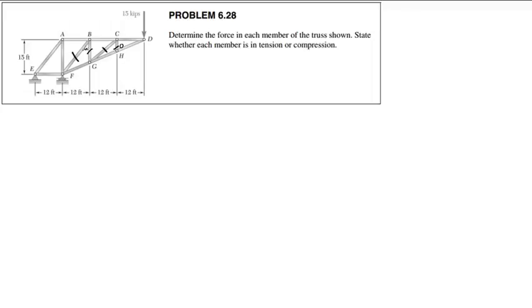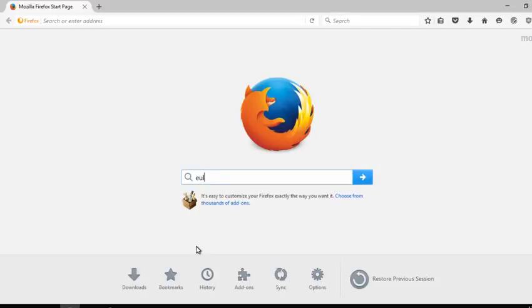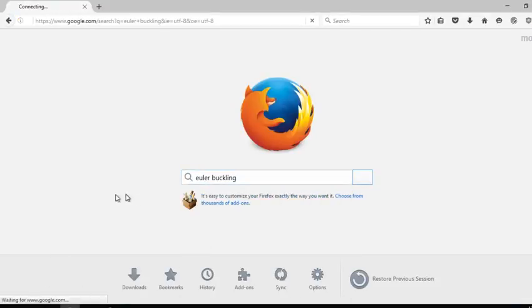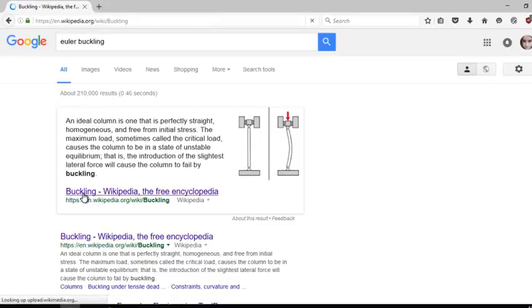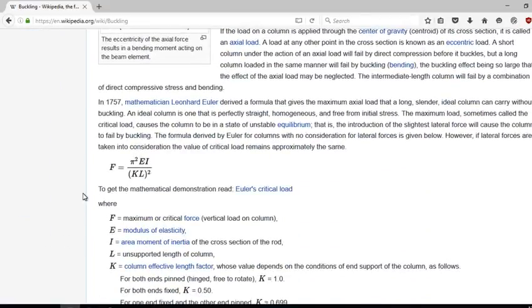By adding these members here, let's see, I'd have to think about the load. Actually, let me review that really quick. Let me pull that up. Let me show you something. This is kind of cool. Let me show you Euler buckling. Where's the simple formula? I believe it's L squared, right? Here we are.